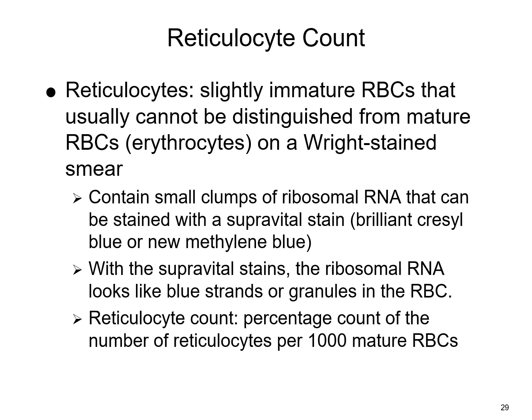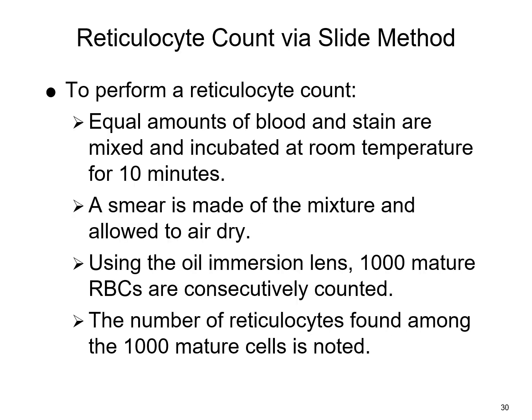We can only see these when we're using some sort of supravital stain to actually stain those RNA remnants. So a reticulocyte count is actually a percentage of those particular cells per 1,000 mature red blood cells. Now to do that retic count, you're going to mix equal parts of stain with equal parts of blood. You're going to allow it to sit and absorb that stain. Then you're going to push and make a slide, look at it on oil immersion, count 1,000 cells, and out of those 1,000 cells, you're going to note each time one of those cells is an actual retic.